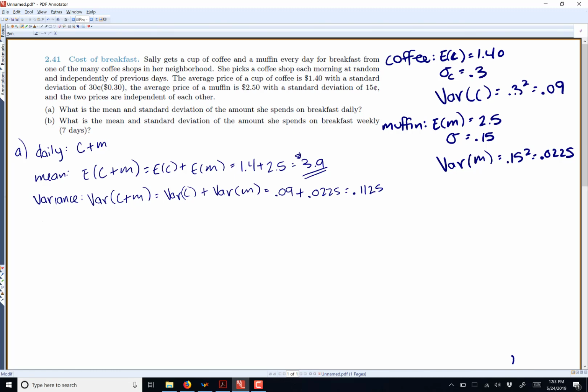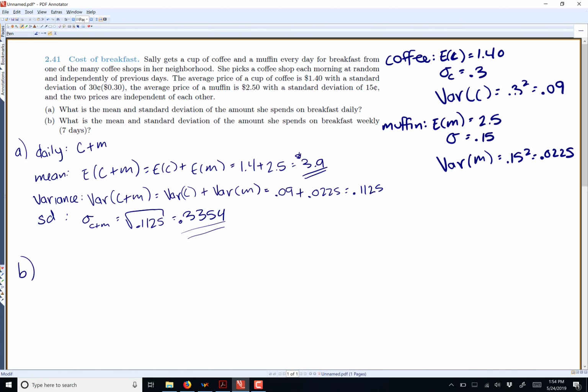$0.1125 squared. Now for your standard deviation. So the standard deviation of a coffee plus a muffin is just the square root of what you got for variance. So square root of 0.1125 is 0.3354. So now we found the standard deviation would be about 33 cents. So again, this is one where you started off knowing some means and variances and then use your rules for combinations. Rules being expected value, if you're adding two things, you just add each one individually. Variance is also the same rule.